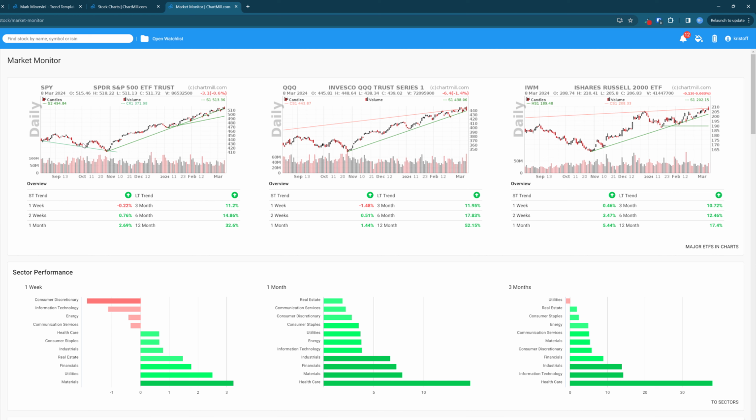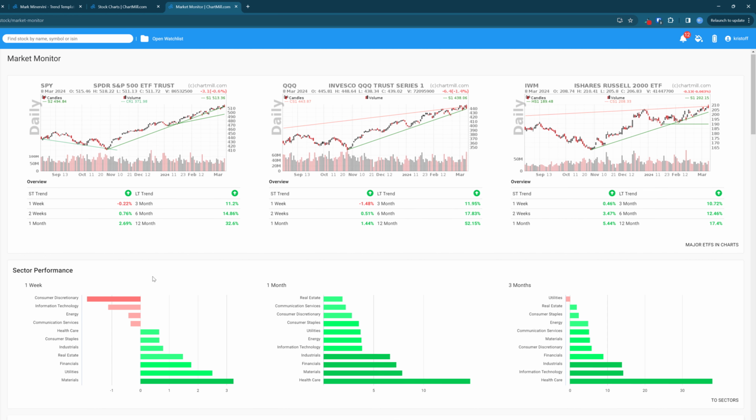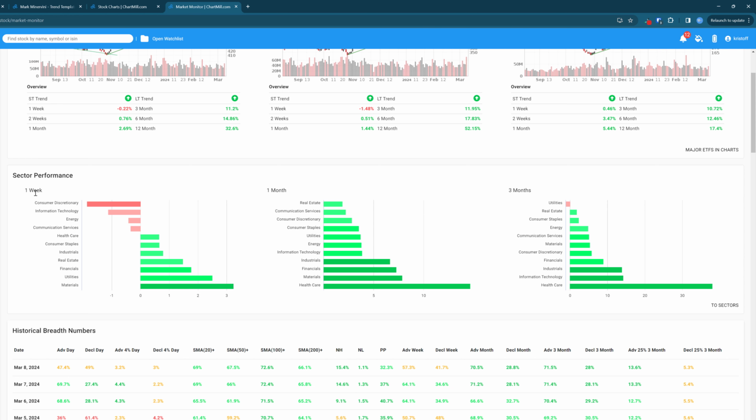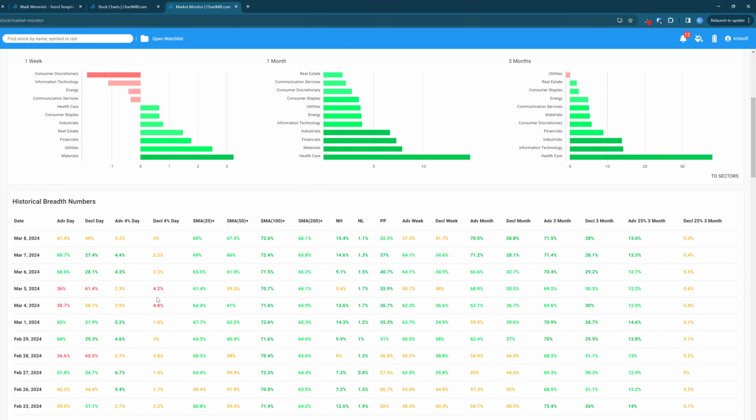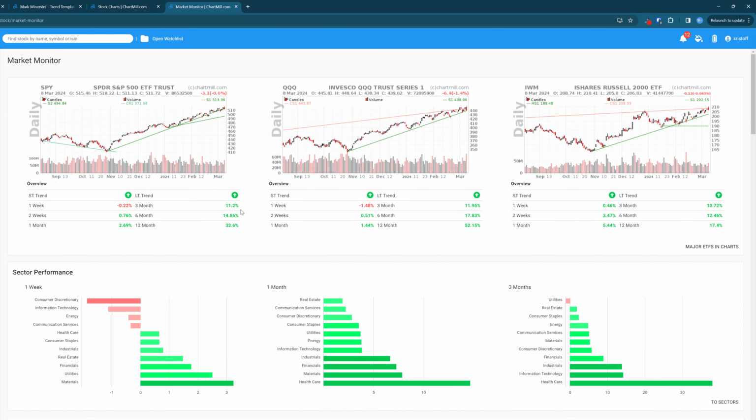This is the market monitor page showing you the 3 most important indexes: SPY, QQQ and IWM. All 3 of them are showing on the short and long term trend, it's definitely up. Then you have some sector performance numbers, 1 week, 1 month and 3 months. For example, last week materials did very well, and also some historical breadth numbers. So definitely take a look at this page to have knowledge of the performance of the indexes and which sectors are performing the best and the worst. So back to our list.